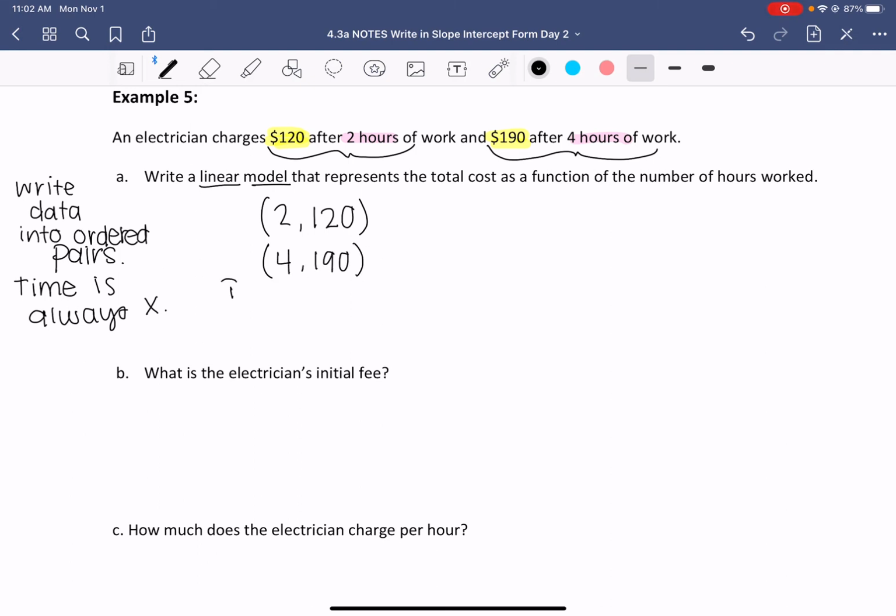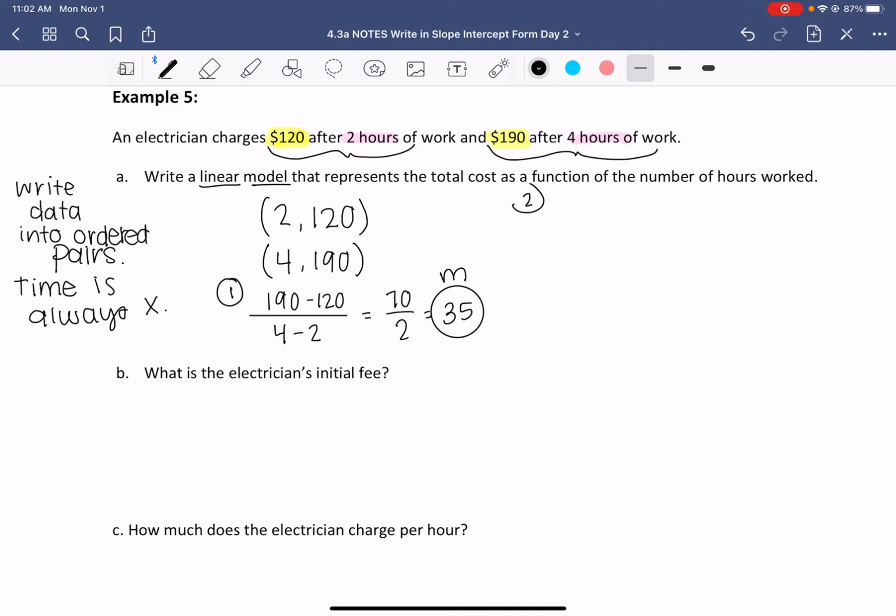So let's find the slope. Again, we have y2 minus y1, so 190 minus 120, all over x2 minus x1, so 4 minus 2. 190 minus 120 will get us 70. 4 minus 2 will get us 2. 70 divided by 2 is 35. So our m is 35.